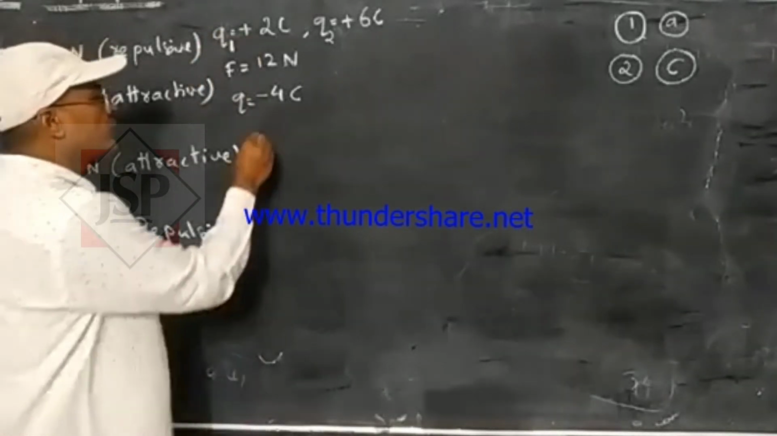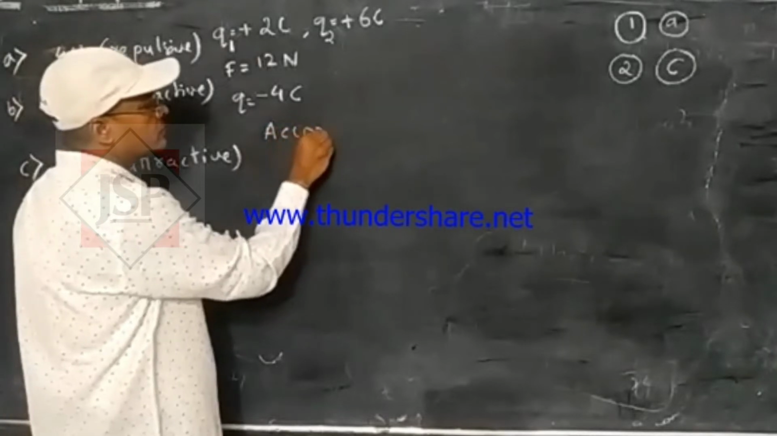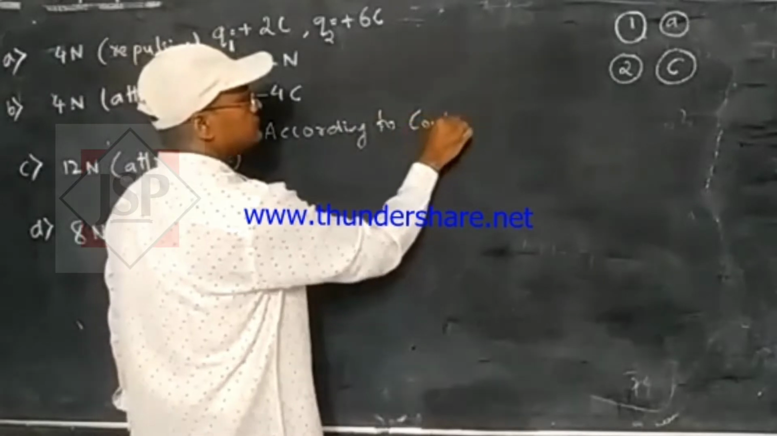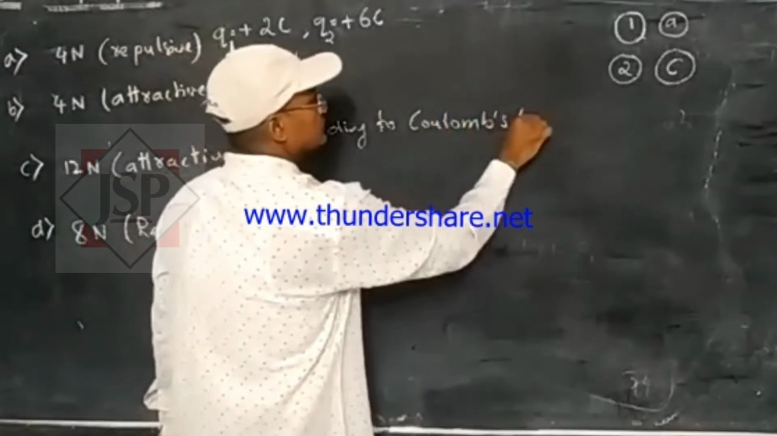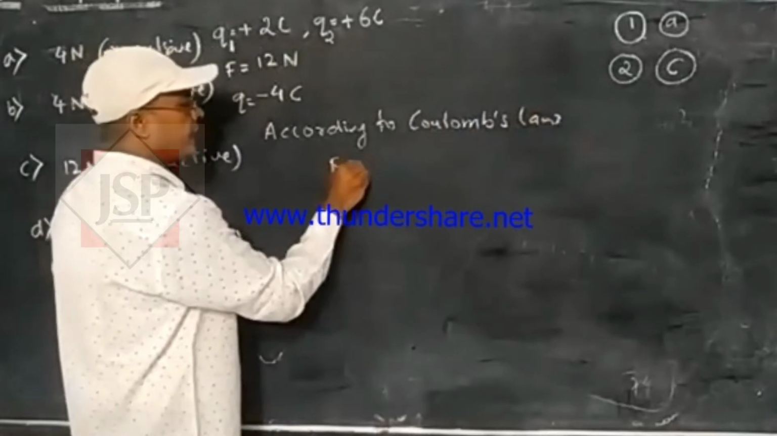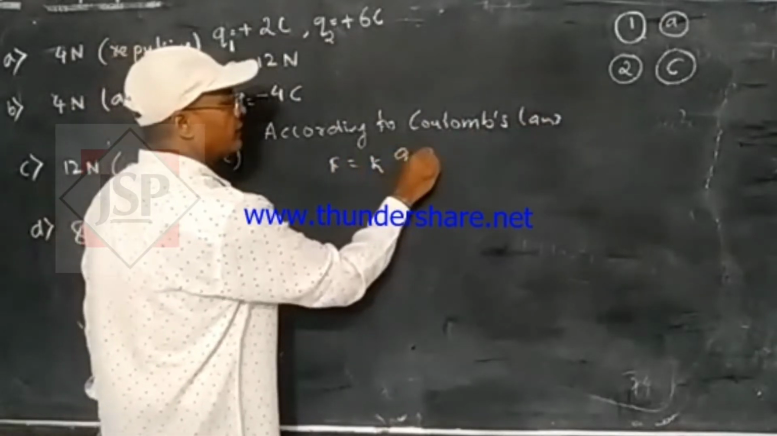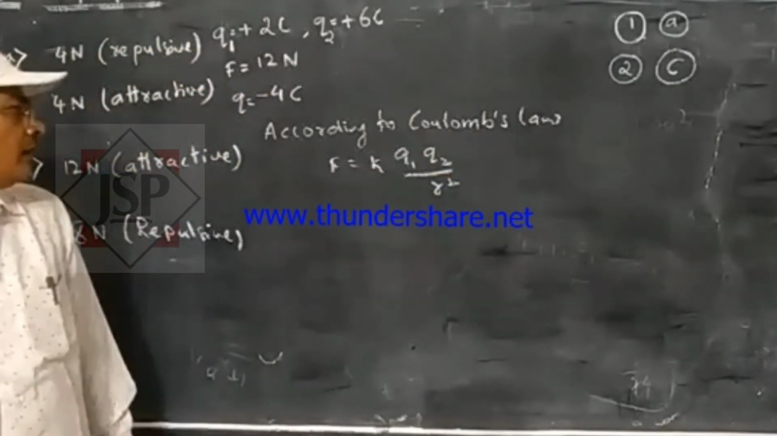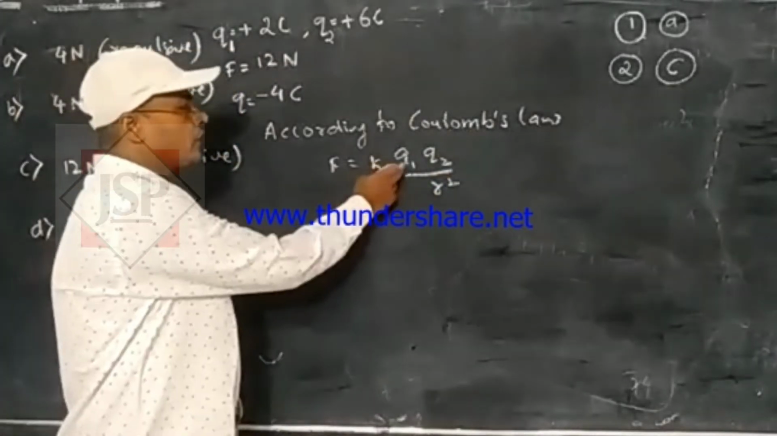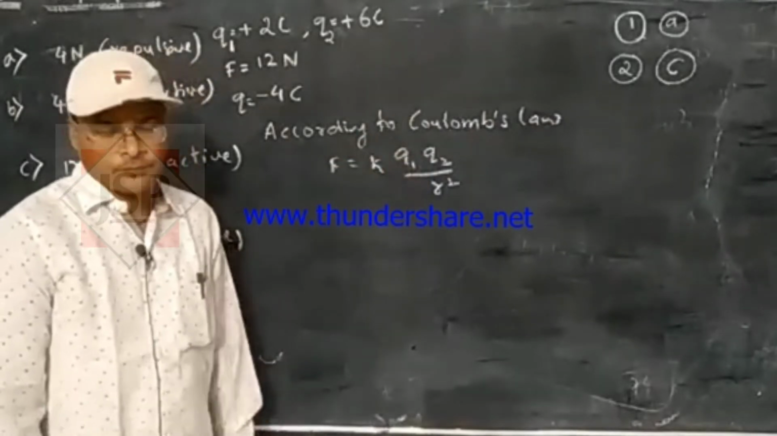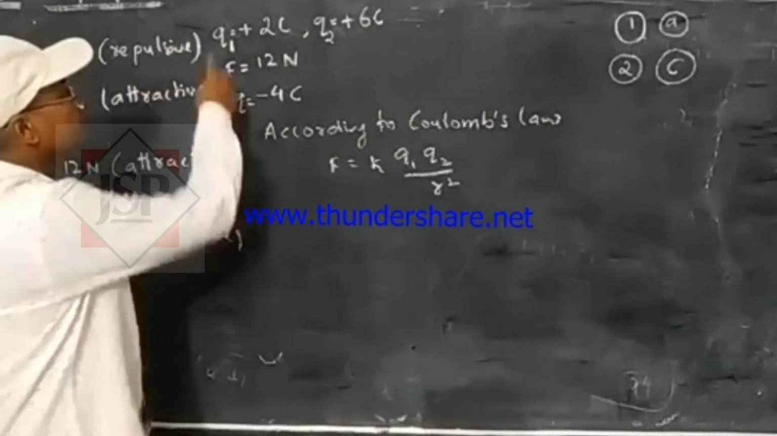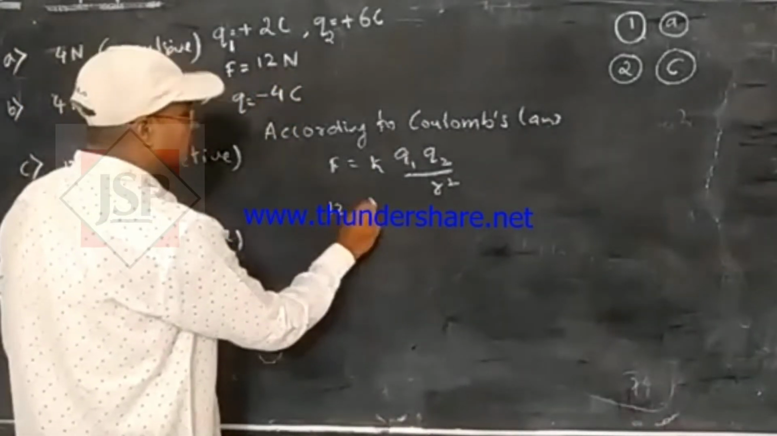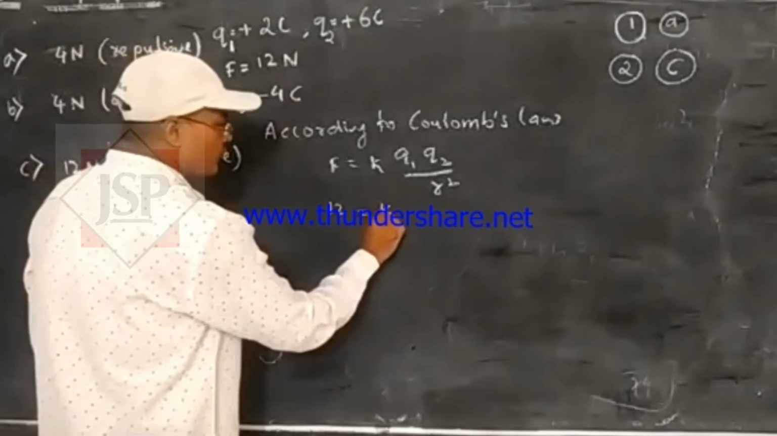So according to Coulomb's law, F equals K Q1 Q2 divided by R square. Now I will substitute the F value, which is 12 Newton. We write 12, and K as it is we are going to write down.